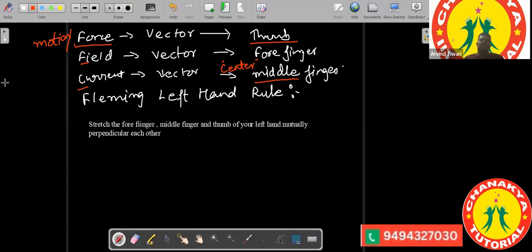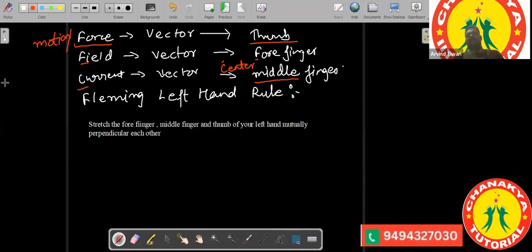To find out the direction of force experienced by a conductor, you must stretch your thumb, forefinger, and the middle finger of your left hand. This is also important, because most of the time we use our right hand. By mistake, sometimes you need to check once more whether you are stretching your left hand or your right hand. In your left hand, all three fingers should be mutually perpendicular to each other.